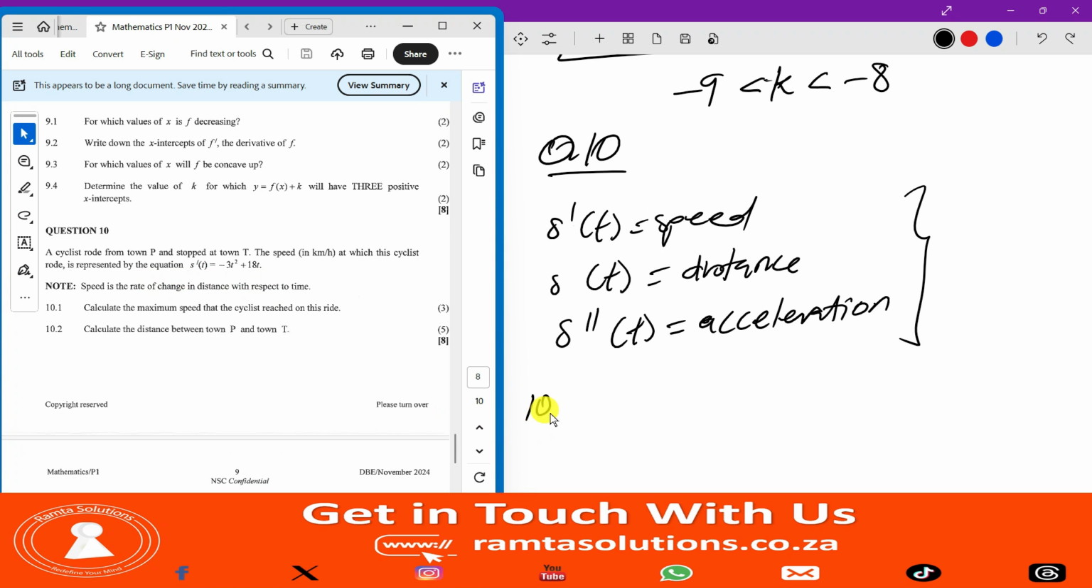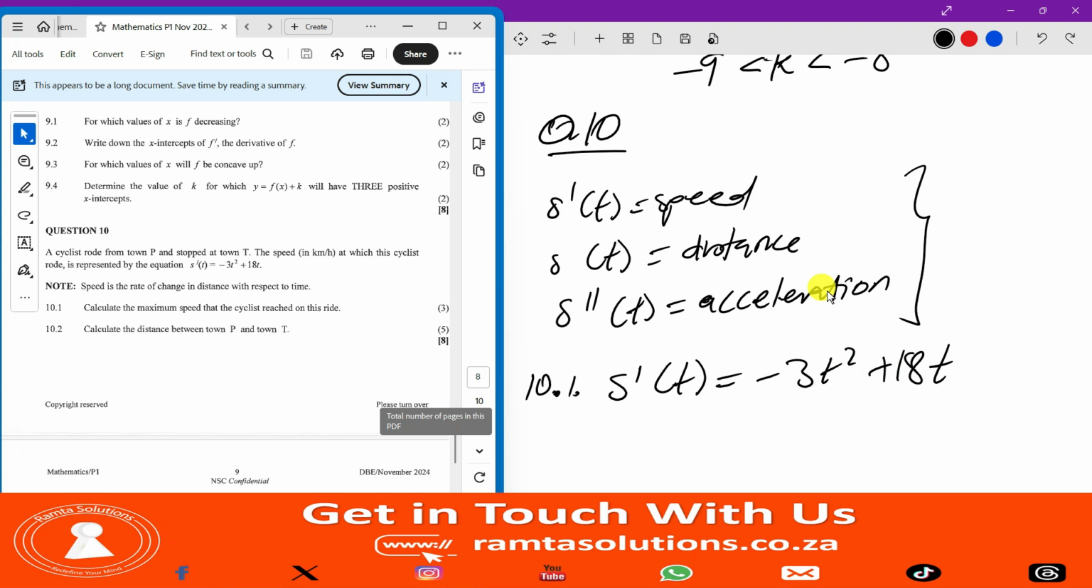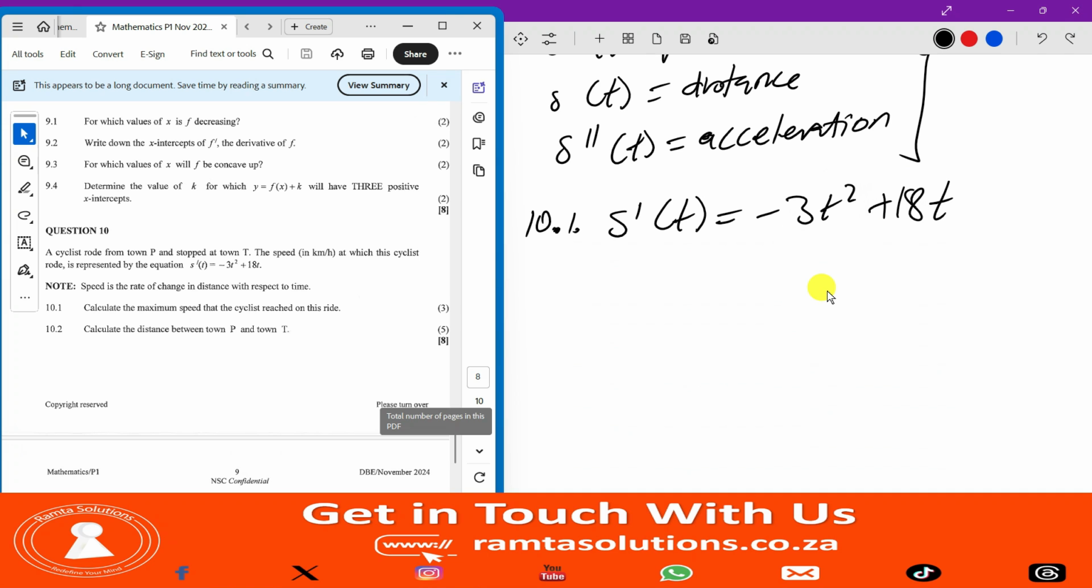Cool. If you do physical sciences, you are at an advantage here. Calculate the maximum speed that the cyclist reached on his side. No worries. Because this is a quadratic, I will complete the square. If you like, you can also try to equate this to 0 and use the second derivative.